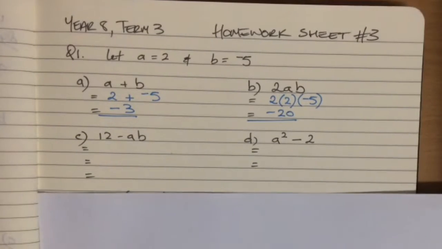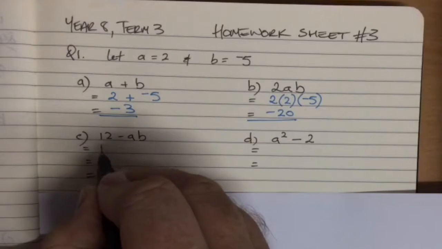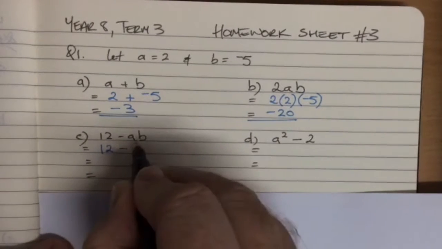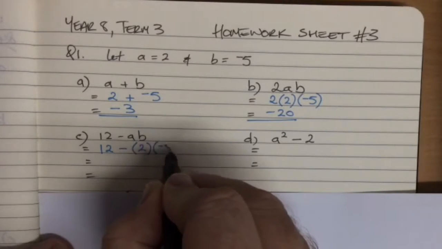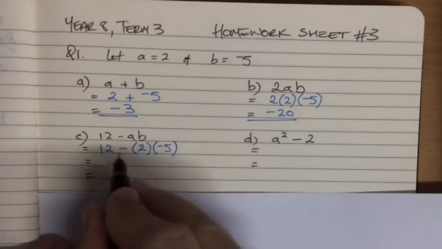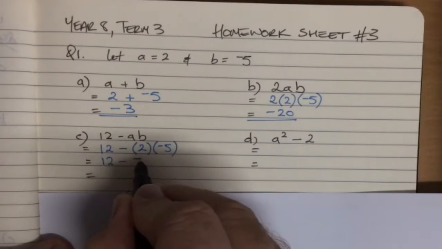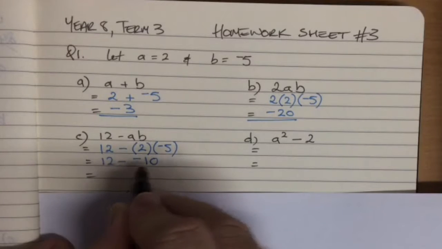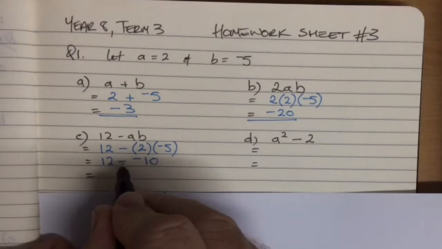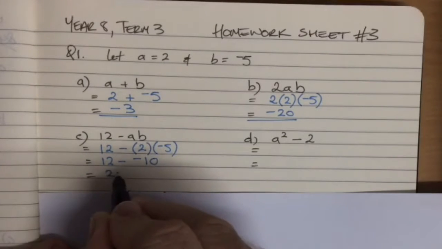Moving on to some more interesting questions here. We've got 12 minus AB, so let's just substitute our values. In brackets here we've got 2, and then in brackets -5. So this is 12 subtract, again mixed signs means minus, -10. When we're subtracting directed numbers, we simply add its opposite. So this is plus +10. 12 plus +10 is 22.